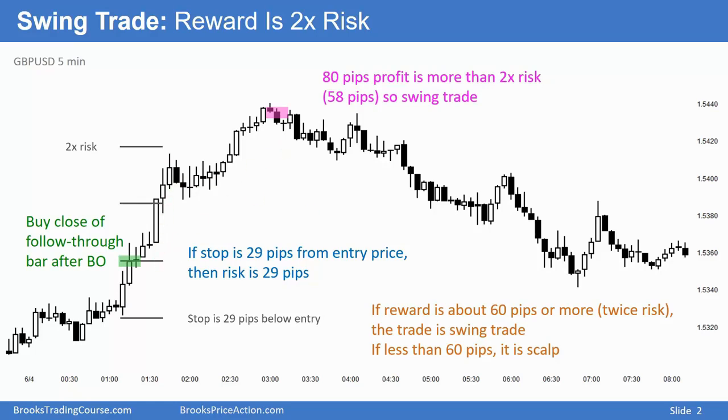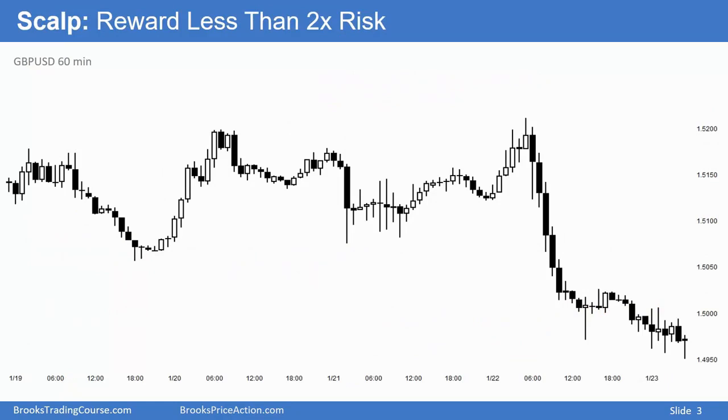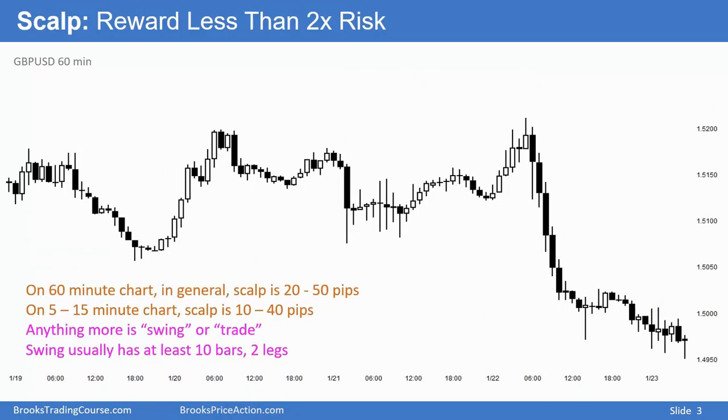Most swing traders hope to get trades that last 20 or more bars, but their minimum goal is 10 bars and 2 legs. This is a 60-minute chart of the British pound versus the dollar. In general, on a 60-minute chart, if you're going for a trade that's less than 50 pips, I call it a scalp. On a 5 or 15-minute chart, I call a scalp anything that is between 10 and 40 pips. Anything more than that is a swing trade or simply a trade. Again, the swing trade has at least 10 bars and 2 legs.